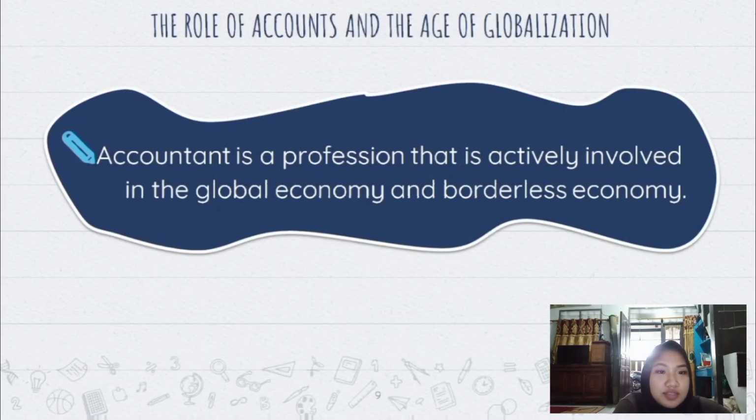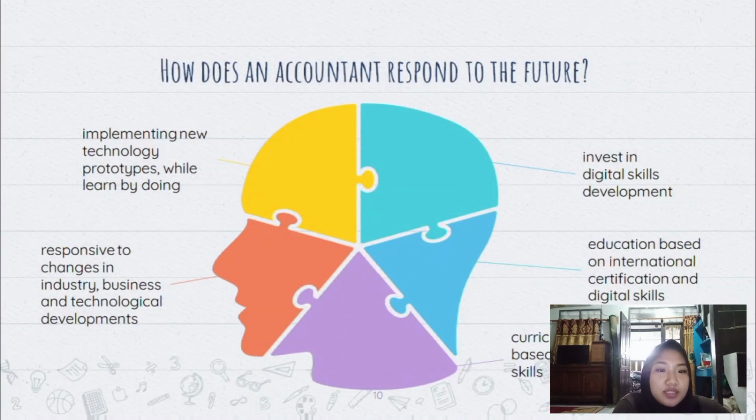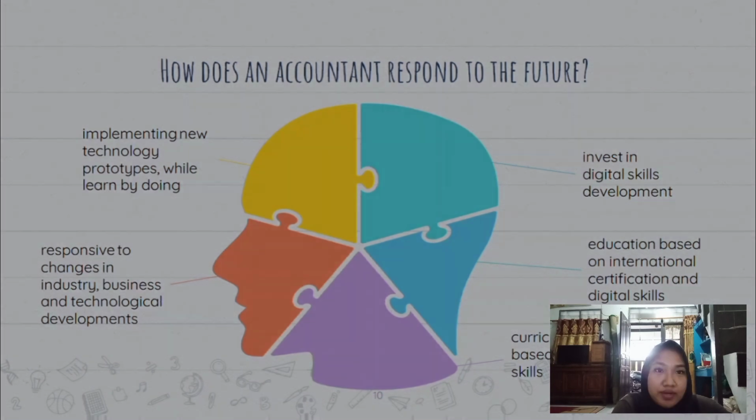The role of accountants in the age of globalization. Accounting is a profession that is actively involved in the global economy and borderless economy. How does an accountant respond to the future? The first, invest in digital skill development. The second, education based on international certification and digital skills. Third, curriculum and learning based on human digital skills. Fourth, implementing new technology prototypes and learning by doing. Fifth, being responsive to change in the industry, business, and technological development.